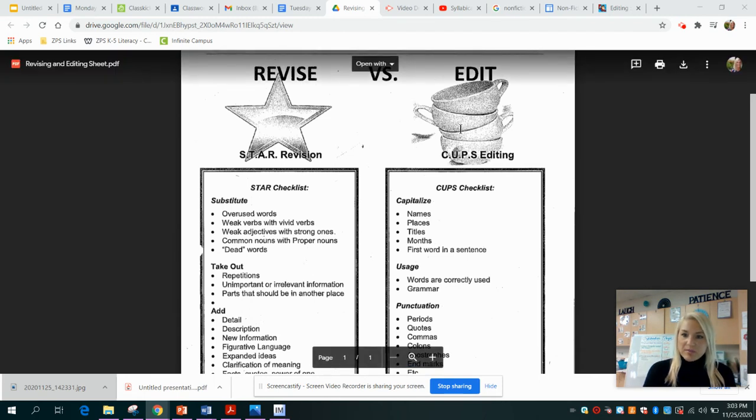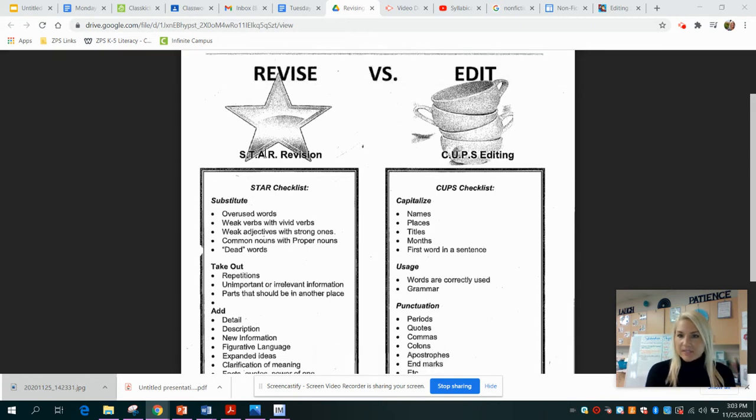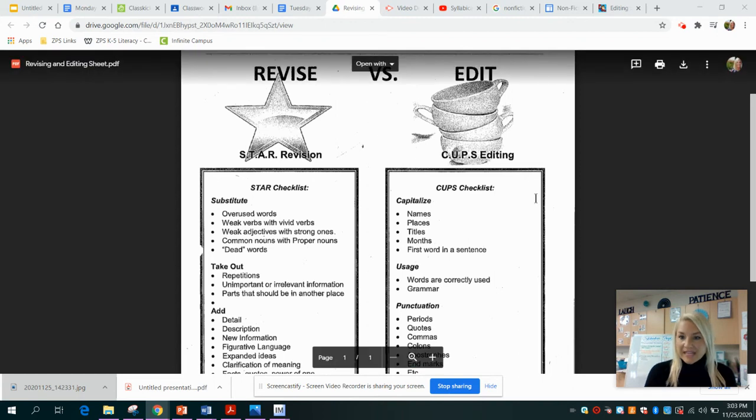And as you can remember from last Tuesday, your goal as writers, your I can statement, was to work on revising. I can revise my personal narrative. And today you're going to work on editing your personal narrative.